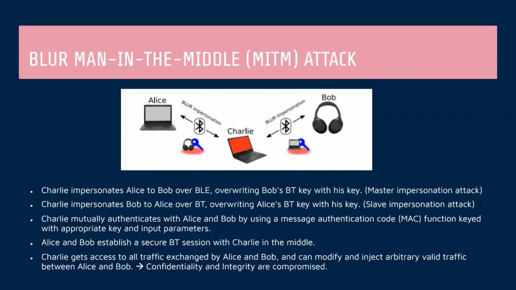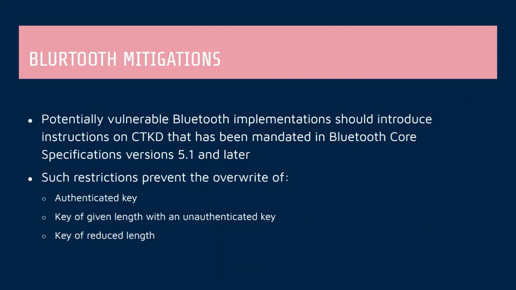which are known to Charlie. Alice and Bob will then establish a so-called secure BT session with Charlie in the middle. Charlie will be able to get access to all traffic exchanged by Alice and Bob and can modify and inject arbitrary traffic between Alice and Bob. Hence, confidentiality and integrity are compromised. Restrictions have been mandated in the later Bluetooth versions 5.1 and later. Such restrictions prevent the override of an authenticated key, a key of given length with an unauthenticated key, and a key of reduced length.